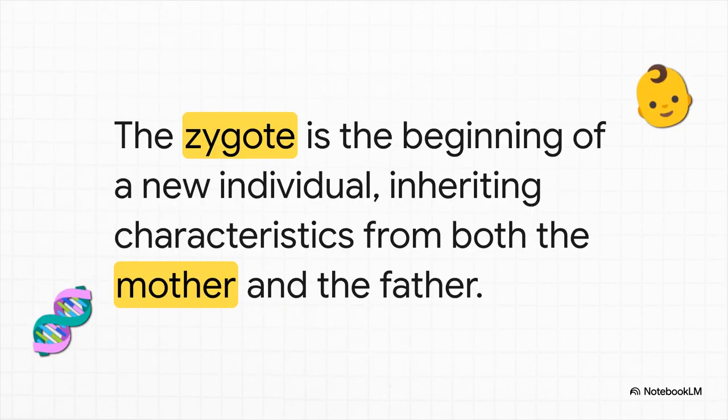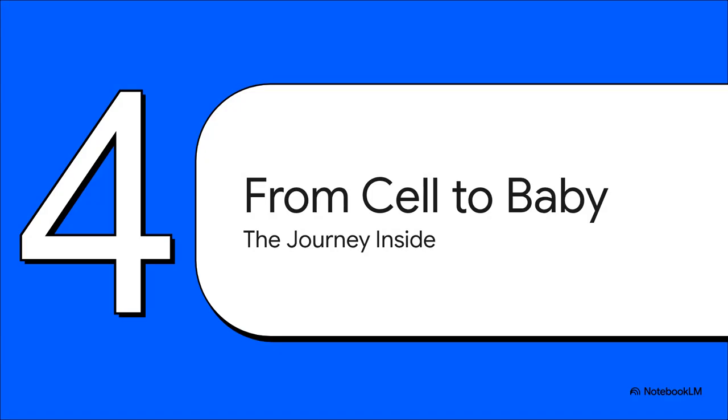This one single cell, the zygote, is the beginning of everything. It holds the complete instruction manual, all the genetic code needed to build an entire person, with half the instructions coming from the mother and the other half from the father. Okay, so from this point on, that one cell embarks on this absolutely incredible transformation. It starts dividing and dividing and dividing again, forming this tiny ball of cells that makes its way to the uterus, where it embeds in the wall to kick off its 9-month journey.